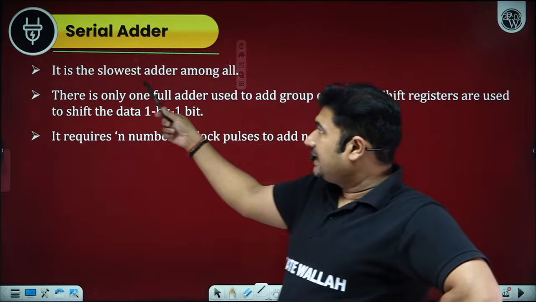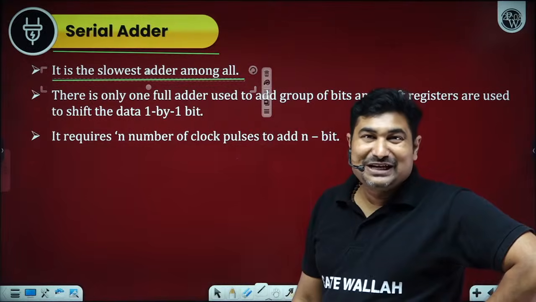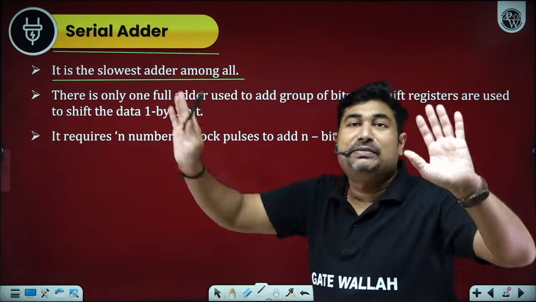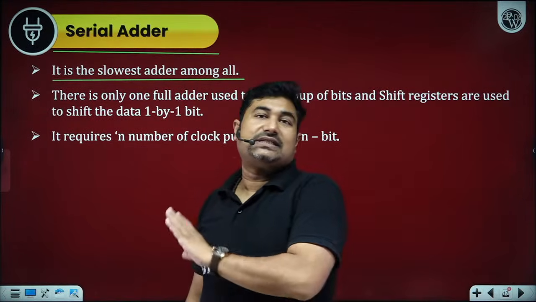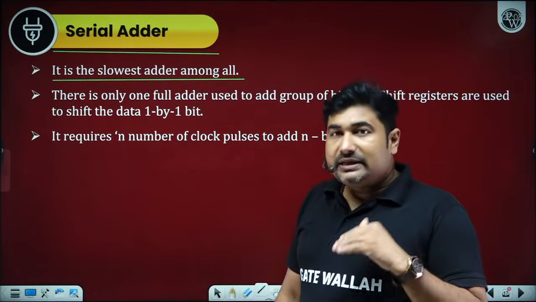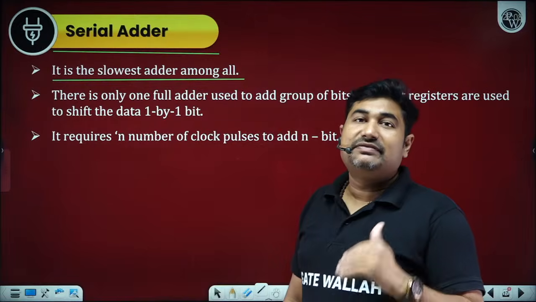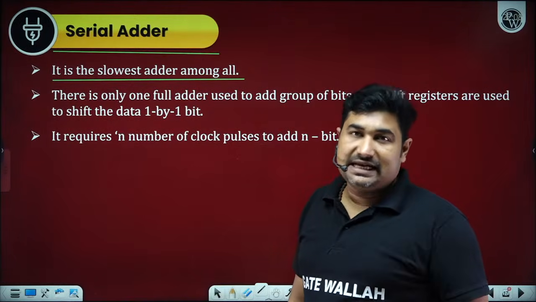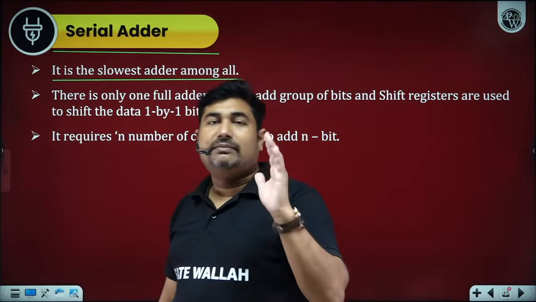Serial adder is the slowest adder among all, but there is one advantage. The advantage is that only one full adder is used to add any number of bits. But it is the slowest adder among all. It is more useful when we have the data coming from different registers, and we have to perform the addition as well. Only one full adder can perform n number of bit addition.